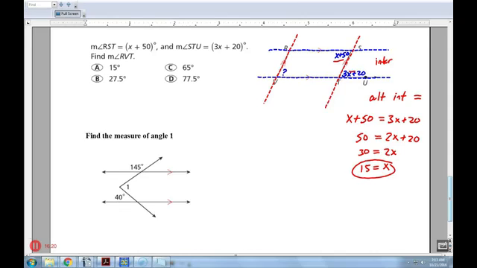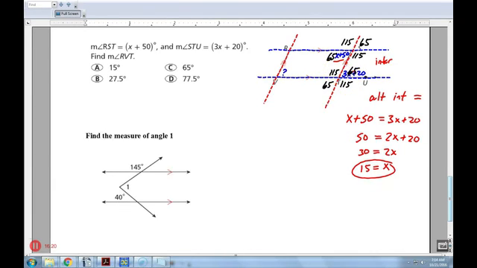So when I plug x equals 15 in there, 15 plus 50, that would make this angle up here 65. And that would make this angle 65 because they're vertical angles. Then the linear pair, I have 115 and 115. If I plug 15 into this bottom one, I also get 65, 65, and 115 and 115.